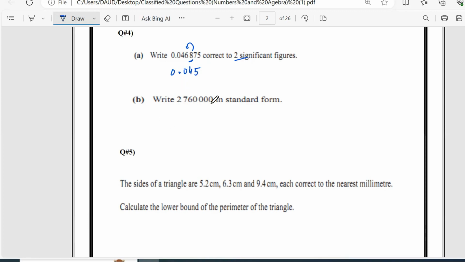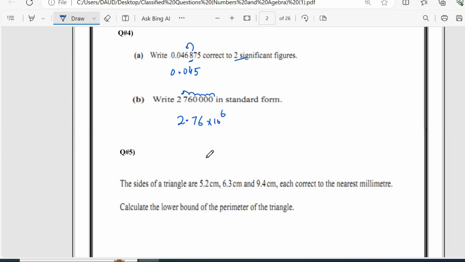Next, write 2,760,000 in standard form. So we have to bring the point 1, 2, 3, 4, 5, 6 places left. We can count again: 1, 2, 3, 4, 5, 6. Yes. So the standard form will be 2.76 multiplied by 10 to the power 6, because we moved the point 6 places from right to left.